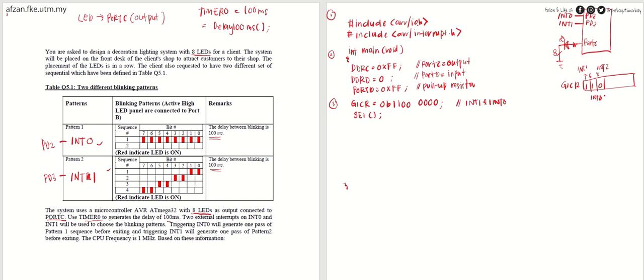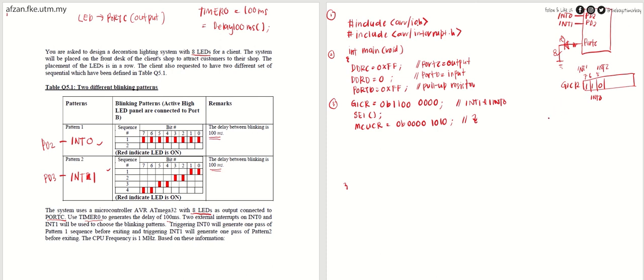We need to make sure that this interrupt only activates on either falling edge or rising edge. In this case, we need to enable it at our MCUCR. What is the value here? 0b00001010. In this case, I use the falling edge trigger. Every time I press the switch, it's a falling edge from high to low, so what happens is it will trigger the interrupt service routine.